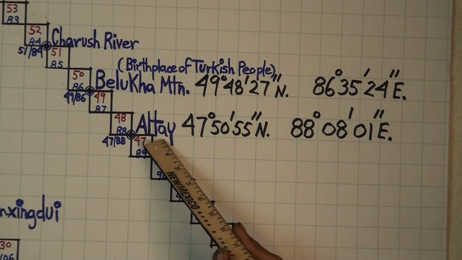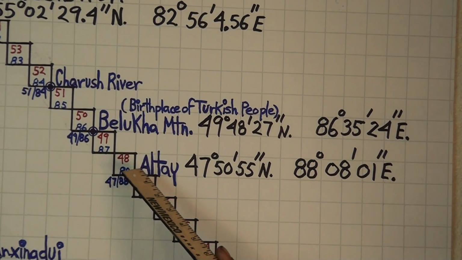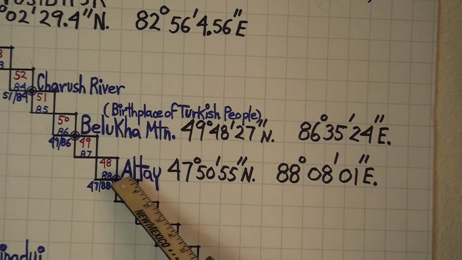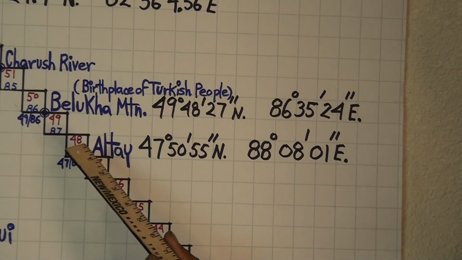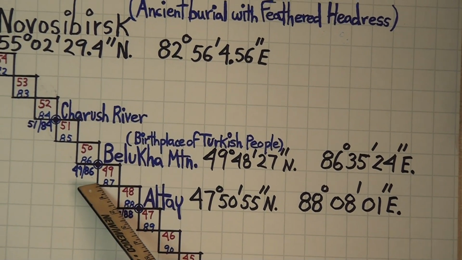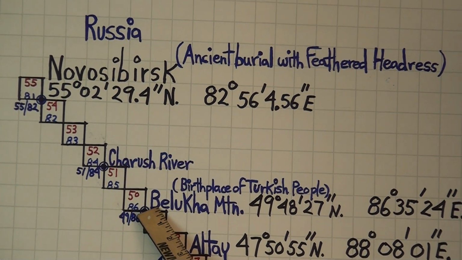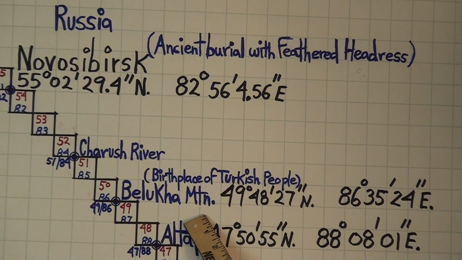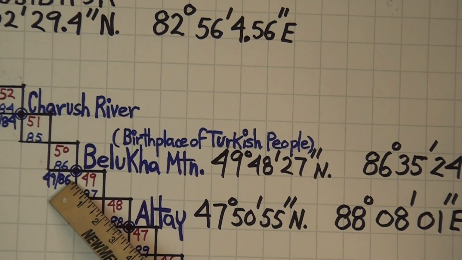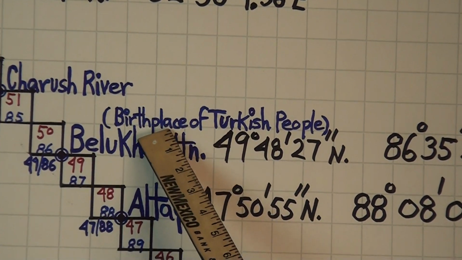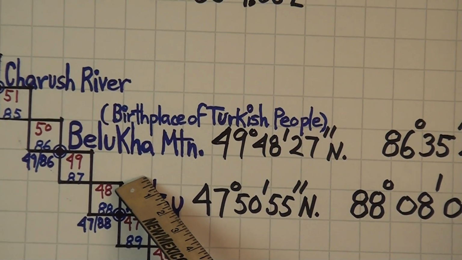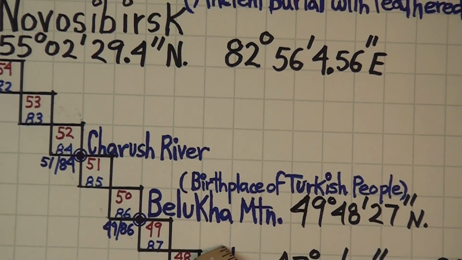But anyway, Altai is right next to here, which is right in the area where the Altai mountains are located. And Altai is another ancient location. But when you go to 48, 49 to 49 degrees latitude, 86 degrees longitude, it's a place called the Beluga Mountain, which is really interesting because this is a place that locally, in their own tradition, it's the birthplace of all Turkish people. And Turkish people are ancient, to be honest with you. They're real ancient than anything.